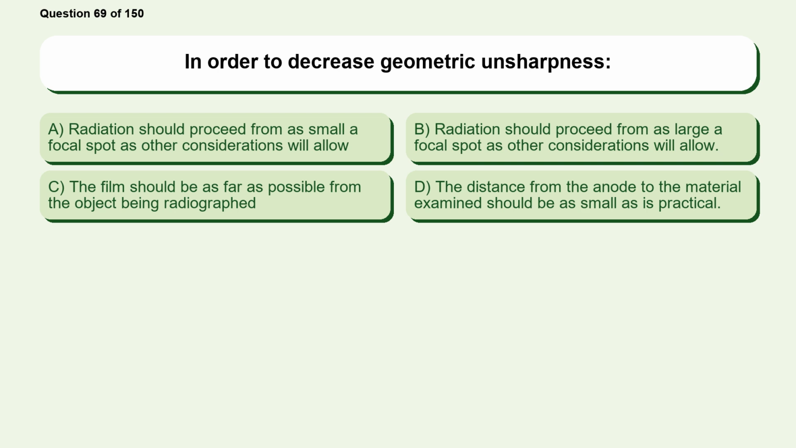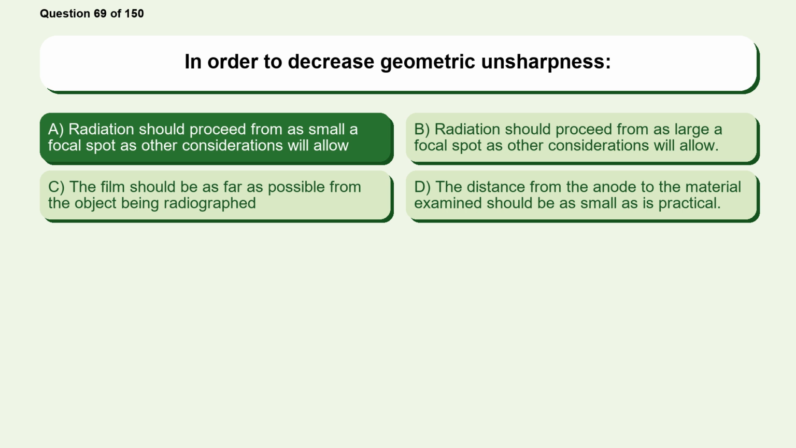Question 69. In order to decrease geometric unsharpness, Option A. Radiation should proceed from as small a focal spot as other considerations will allow. Option B. Radiation should proceed from as large a focal spot as other considerations will allow. Option C. The film should be as far as possible from the object being radiographed. Option D. The distance from the anode to the material examined should be as small as is practical. The correct answer is option A. Radiation should proceed from as small a focal spot as other considerations will allow.